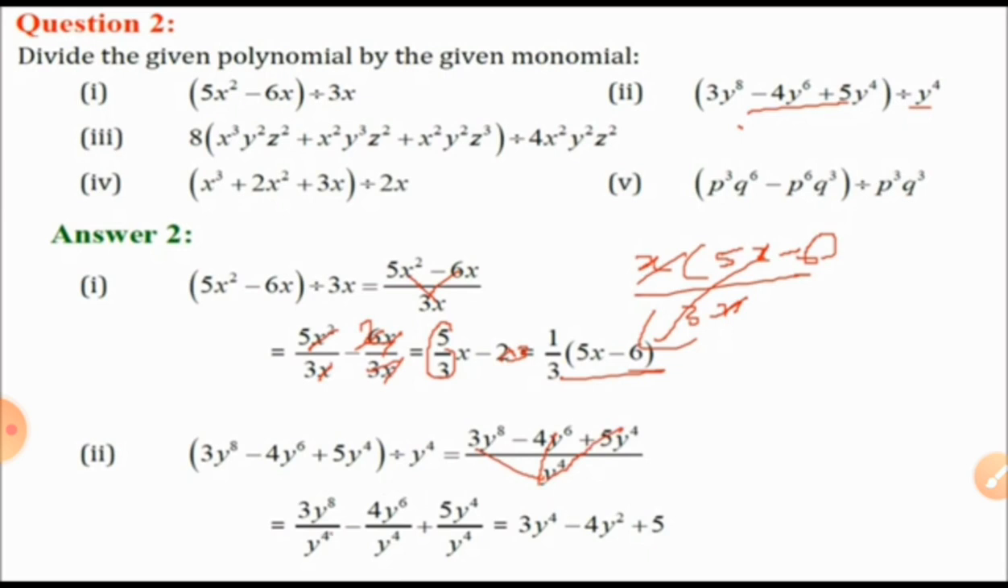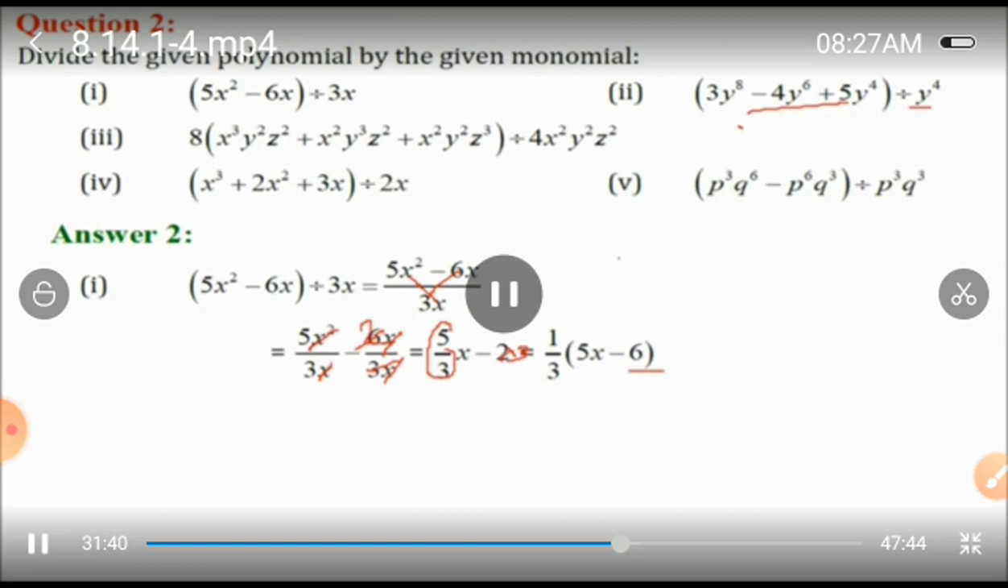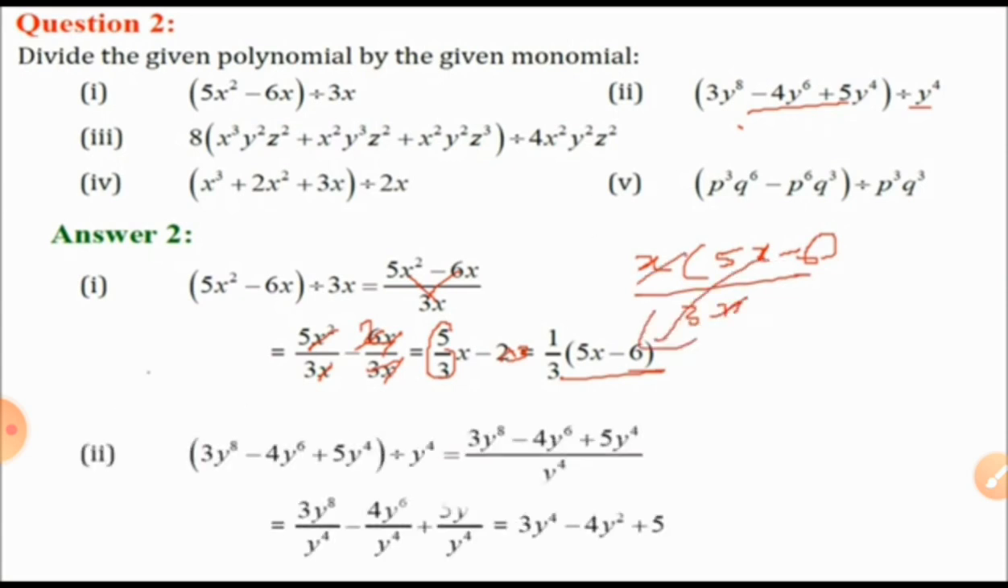Second one, 3y raised to 8 minus 4y raised to 6 plus 5y raised to 4 divided by y raised to 4. Sorry, just a minute. Okay, first one is over. We can check out the second one. Yes, it was rewound for you to check what will be the final answer. Yes, that is also one correct answer. Yes, my dear student, there is a second method you can check. Here, this y raised to 4 divides 3 terms. A trinomial is divided by a monomial.